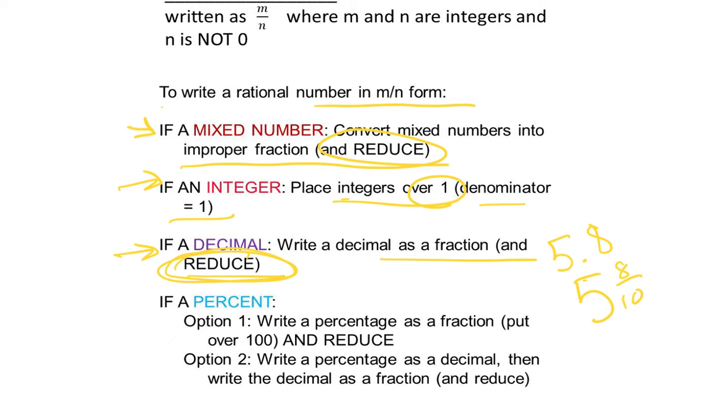This needs to be 58 over 10, then reduce. So that would be your m over n. But we'll have some examples. And then finally, if it was a percent, there's 2 ways you can do it. Option number 1 is to write whatever the percent is, without the percent symbol, over 100 and reduce. The second way is to change the percent into a decimal, then to a fraction, then reduce. It'd be easier to just put it over 100 and reduce.